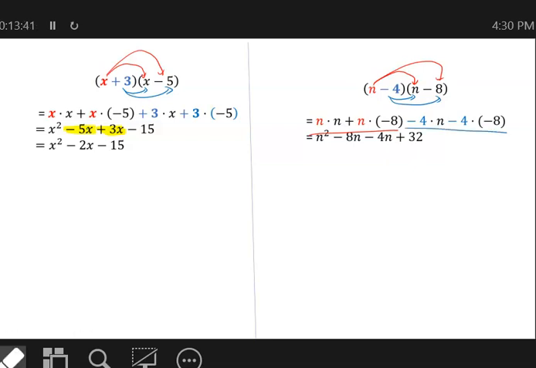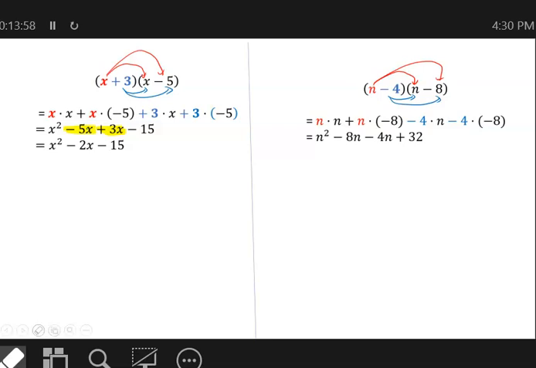Now, after we finish distributing, we simplify. n times n is n squared. n times negative 8, again, we move the negative 8 and put it in front of n. And negative 4 times n, you can get rid of the dot. And negative 4 times negative 8 is positive 32.